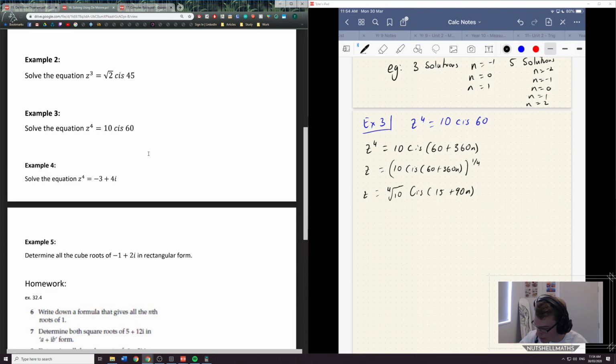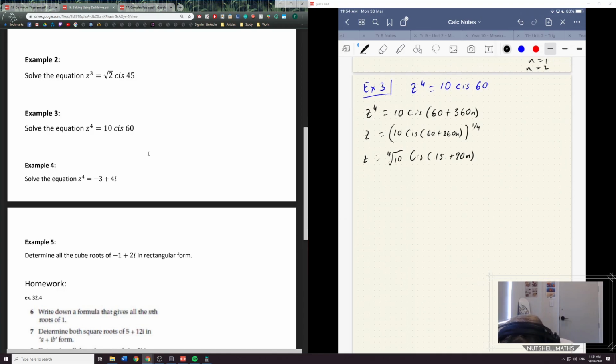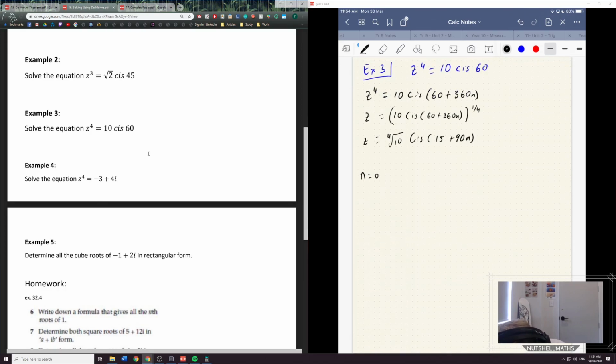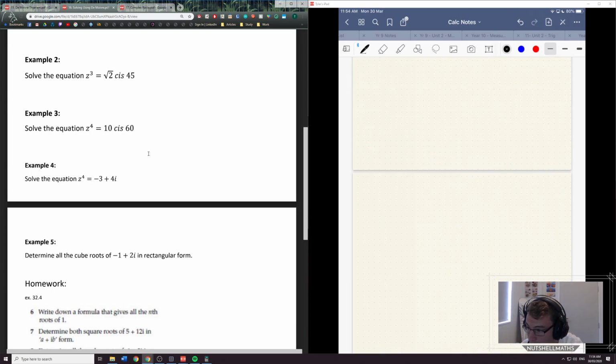Oh, I haven't got my notes for example 3. Here we go. Now we're going to look at a whole bunch of different values for n. Let's start with n equals 0, right? We always end up with z equals 4th root of 10 cis 15. That's the easy one. Okay.